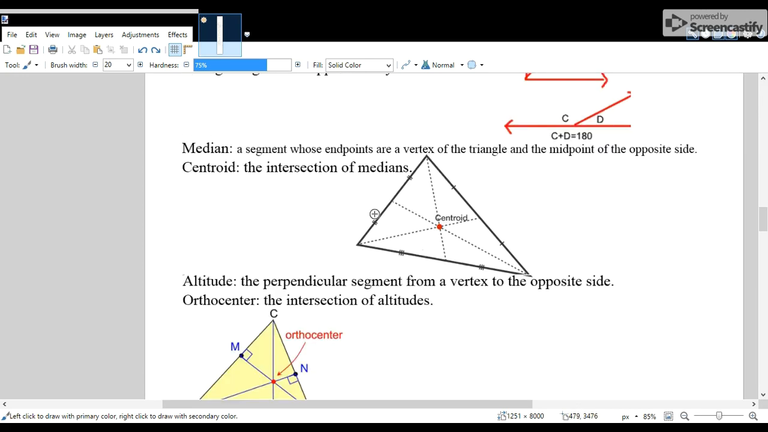Here's some more vocabulary. So we have a median. It's a segment whose endpoints are a vertex of the triangle and the midpoint of the opposite side. And then the intersection of the medians is called the centroid.